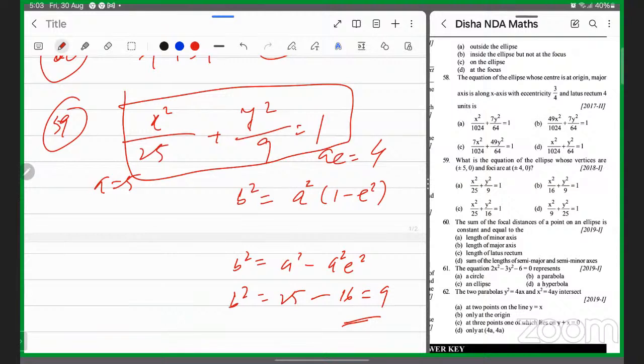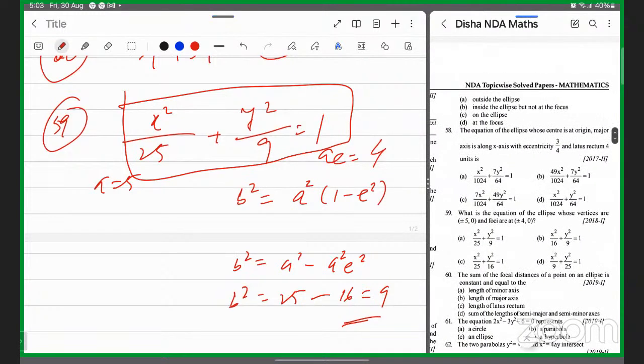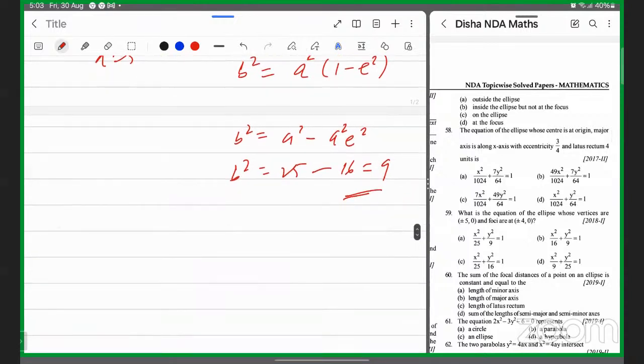Here, in such questions, foci are given, AE. Understood? Shortest path, I am giving you the solutions. For 58, solve it. Hurry up.